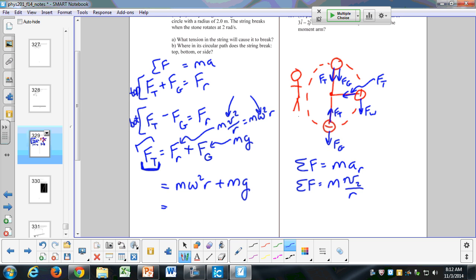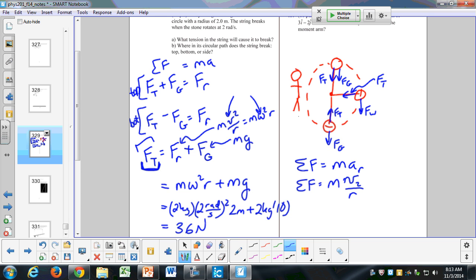This m omega squared r, that's everything's 2. So 2 kilograms, 2 radians per second squared, 2 meters plus 2 kilograms times 10. 2 times 4 is 8. That's 16 plus 20. I get 36 newtons. Isn't that right? 8, 16. Yeah. I use V squared over R.